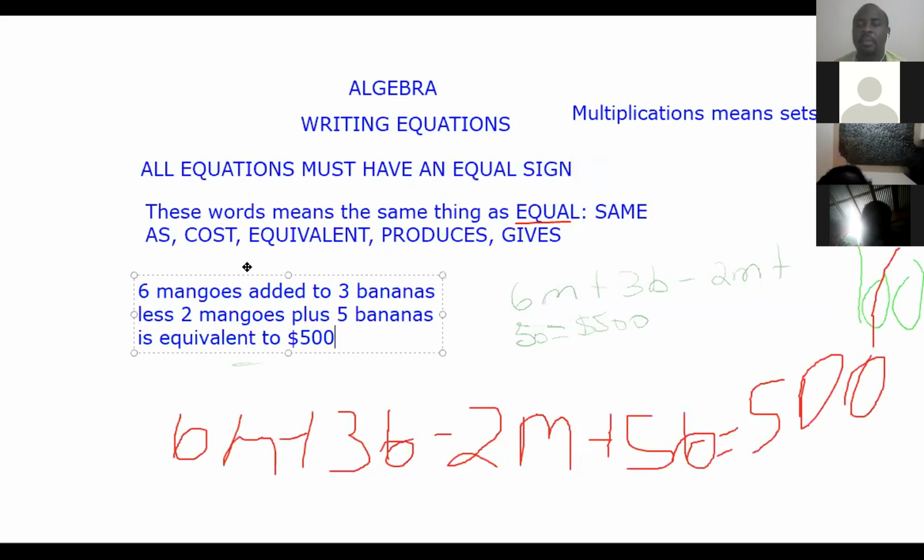Read the question. Simplified, you want a small answer. Right, I want the reduced form of the answer. If I have 6 triangles added to 3 bananas less 2 mangoes. Oh, I understand that, sir. So I can do something to it now. Okay. Simplify them. I want to add, because it's always 6.